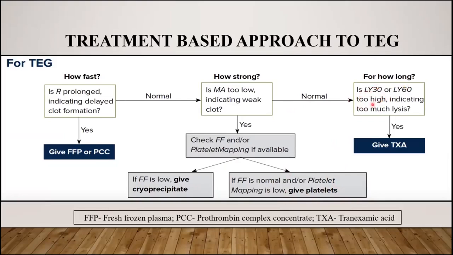So if the lysis is too high, that means the fibrinolysis is happening in this patient. So you need to give an antifibrinolytic agent. So the drug of choice in such a case will be tranexamic acid.